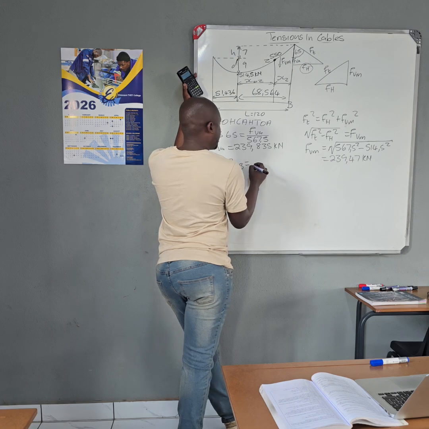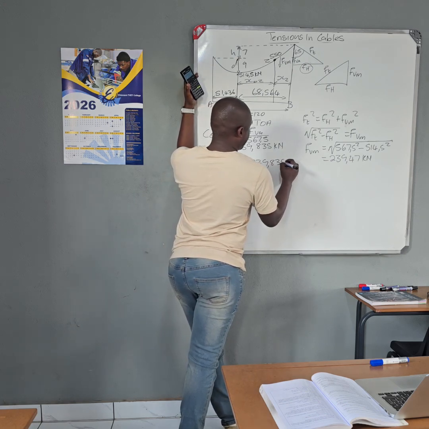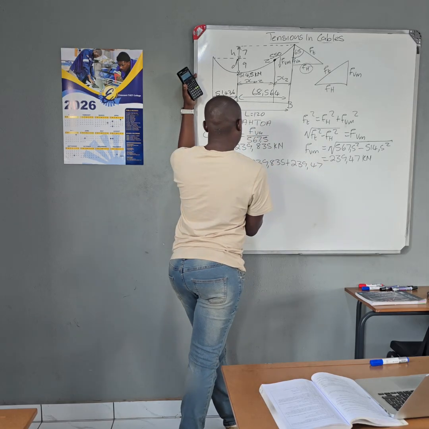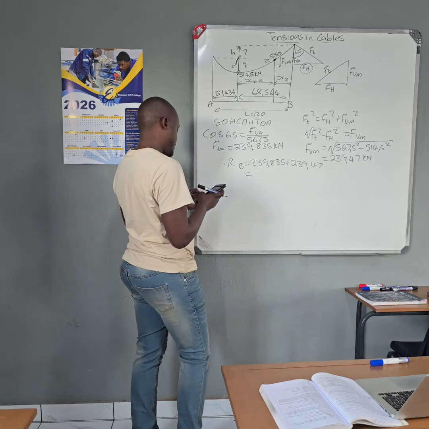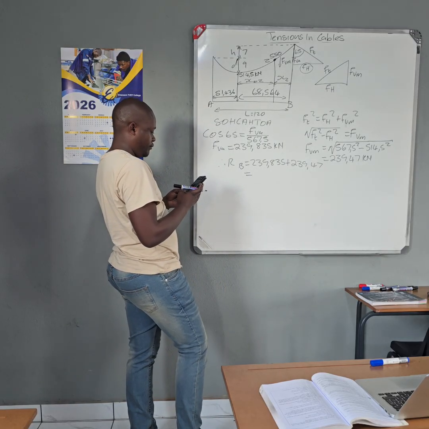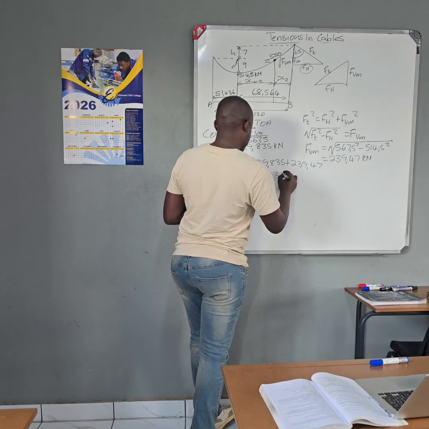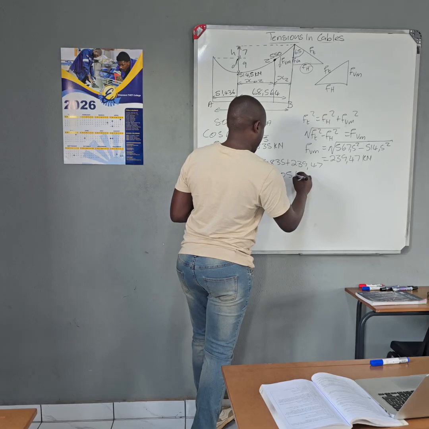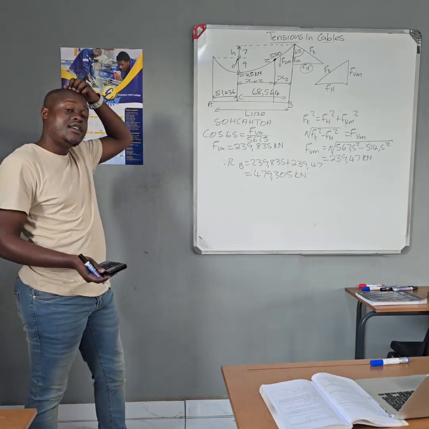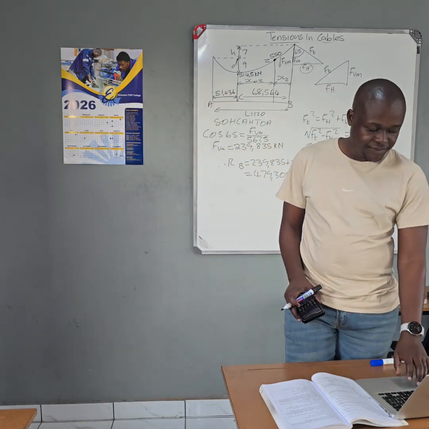Therefore, the reaction at E is going to be equal to 239.835 plus 239.47. So here you get what? You get 479.305 kilonewtons. This is the reaction if it's a what? If it's a pulley. Let's go to 2.4.